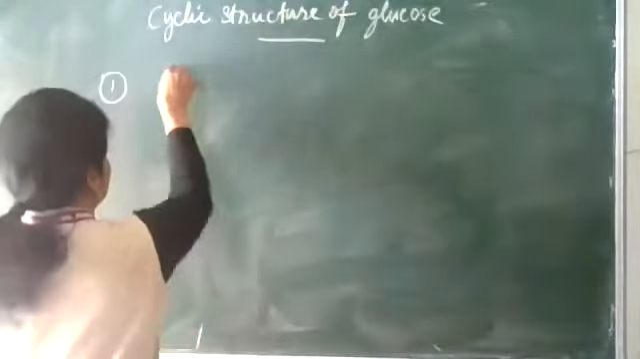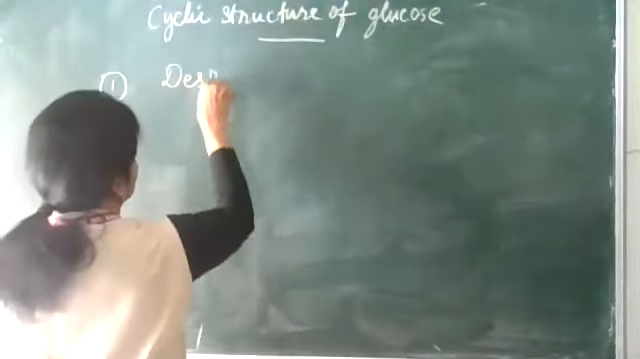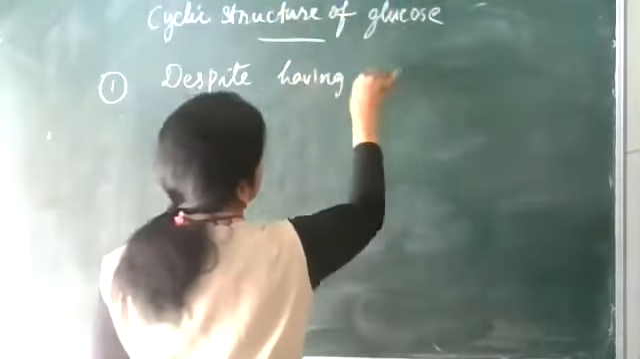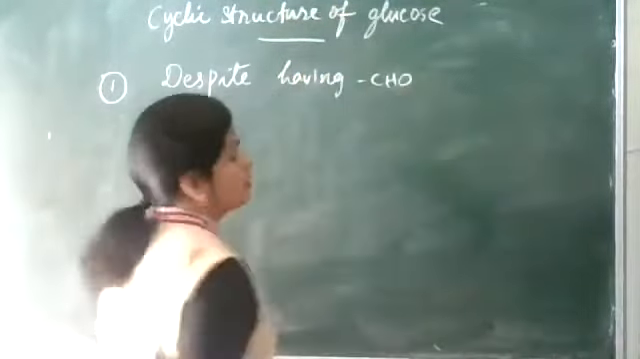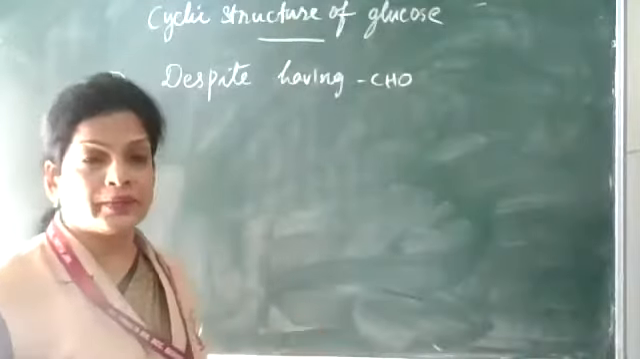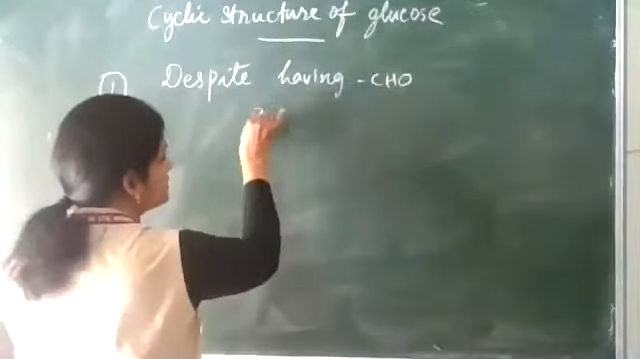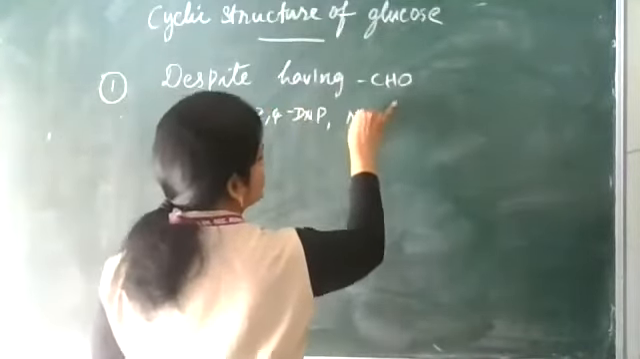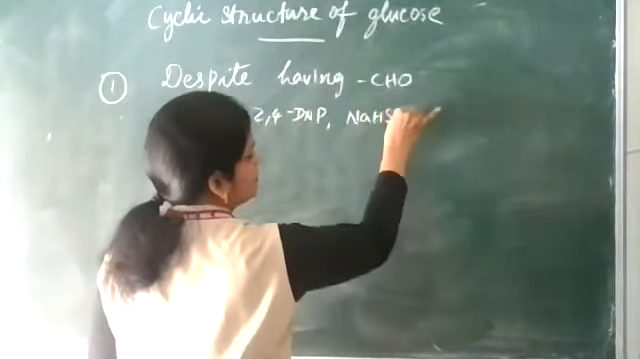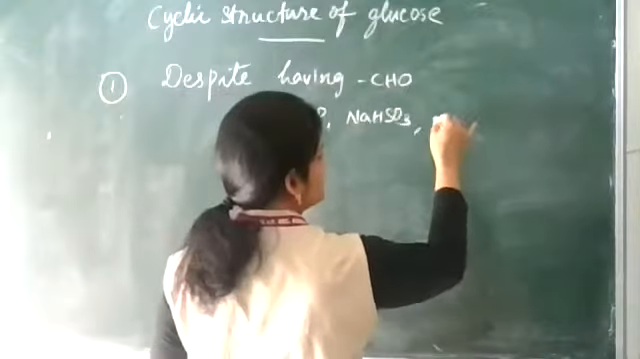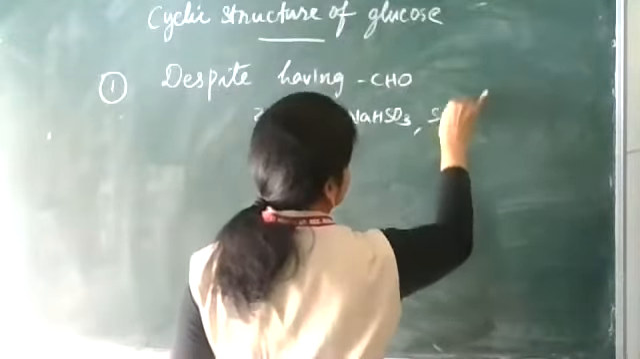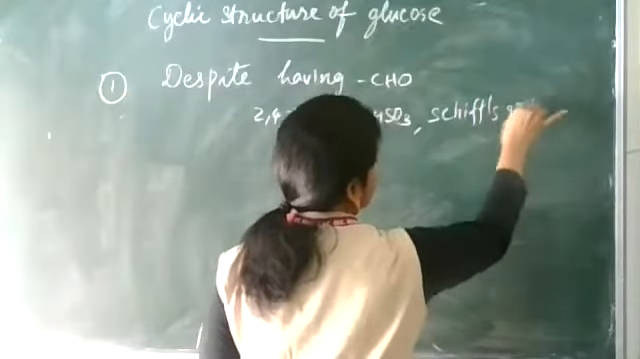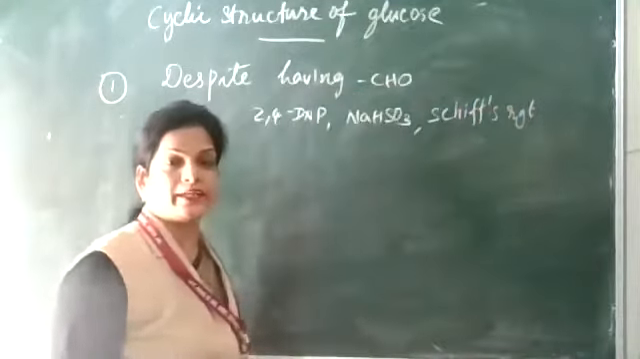Despite having the aldehyde group, glucose does not give the 2,4-DNP test, the NaHSO3 sodium bisulfite addition test, and the Schiff's reagent test.